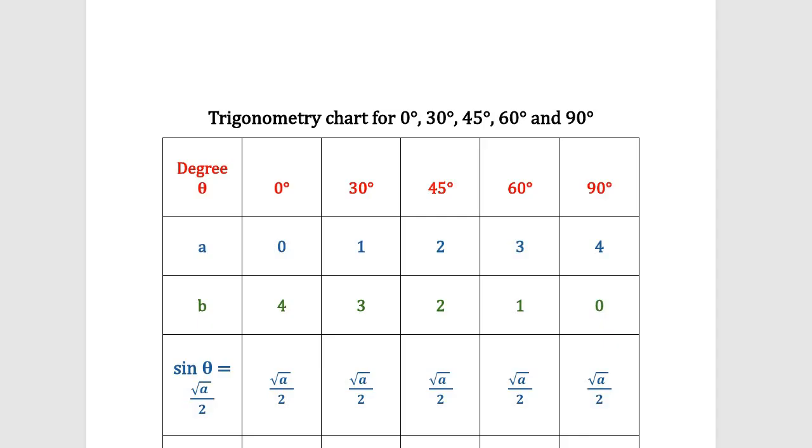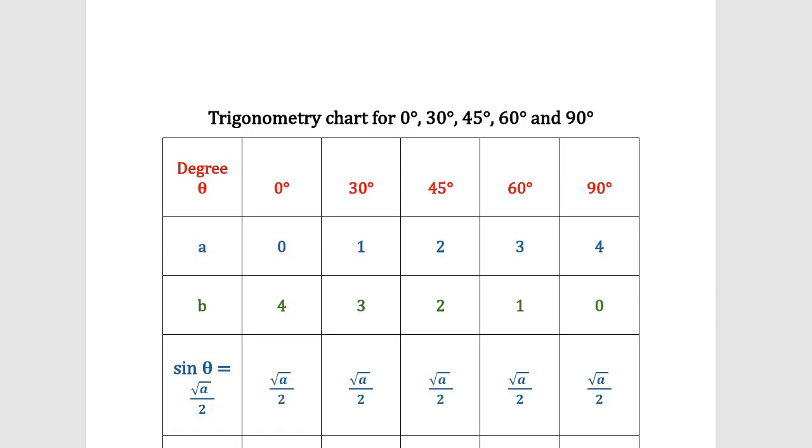First row contains the values of degrees theta: 0 degree, 30 degree, 45 degree, 60 degree and 90 degree. In the next row, we define A with different values. For 0 degree, A is 0. For 30 degree, A is 1. For 45 degree, A is 2. For 60 degree, A is 3. And for 90 degree, A is 4.